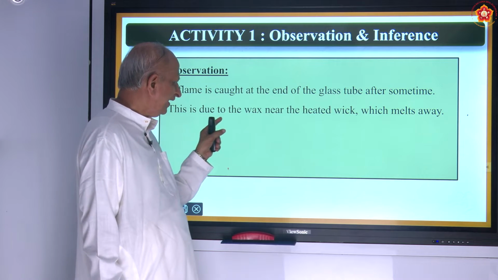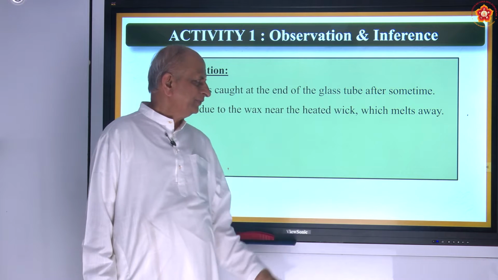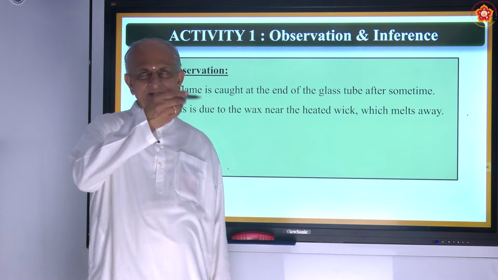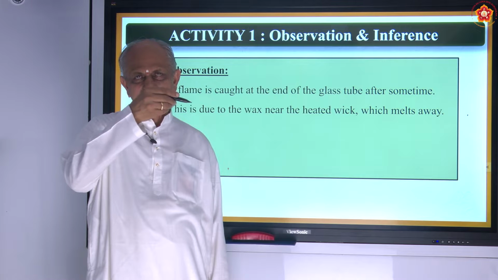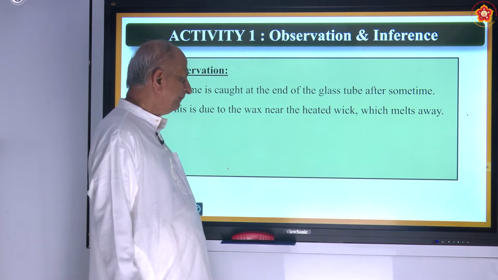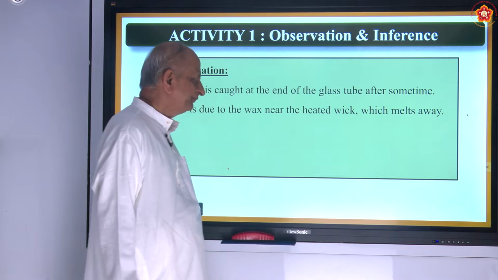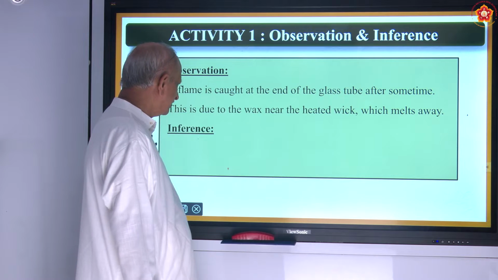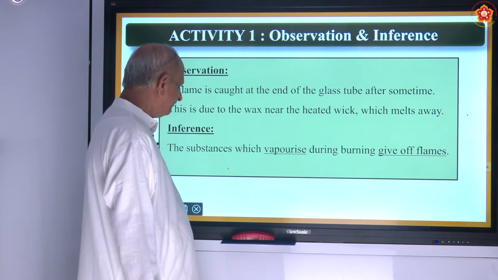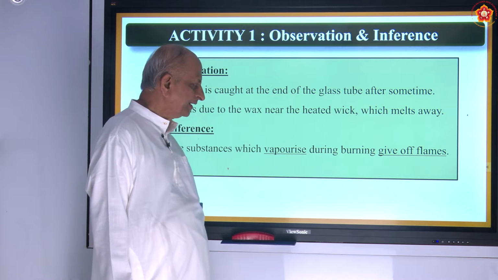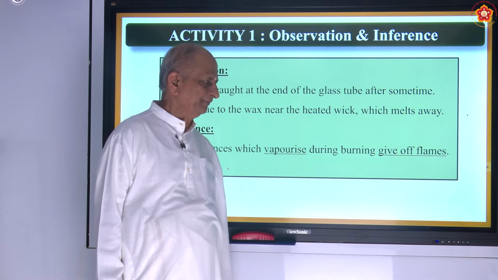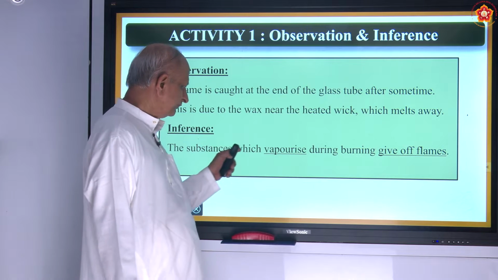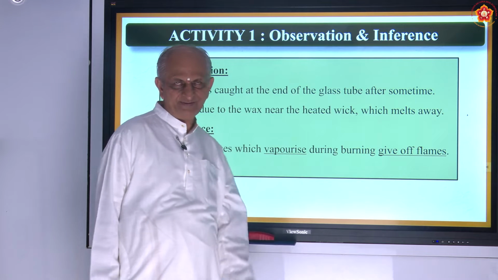This is due to the wax near the heated wick, which melts away. The melting will be there, the candle melts, no? So when the candle melts near the wick, that will be transferred. The substances which vaporize during burning give off flames. So what is a flame? A substance which vaporizes.